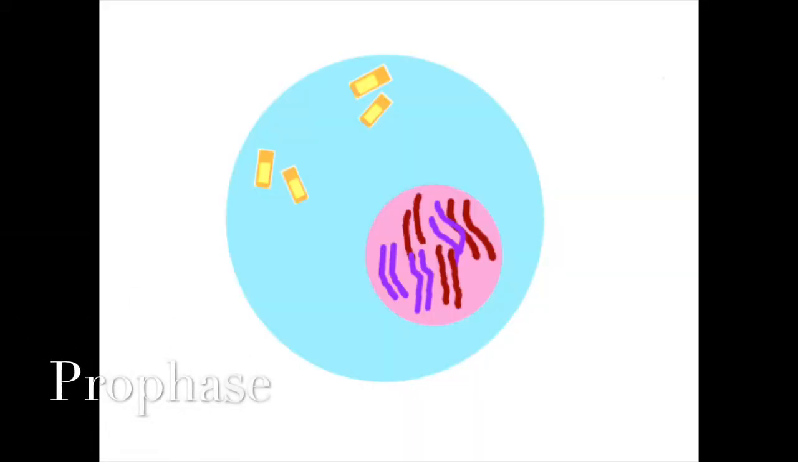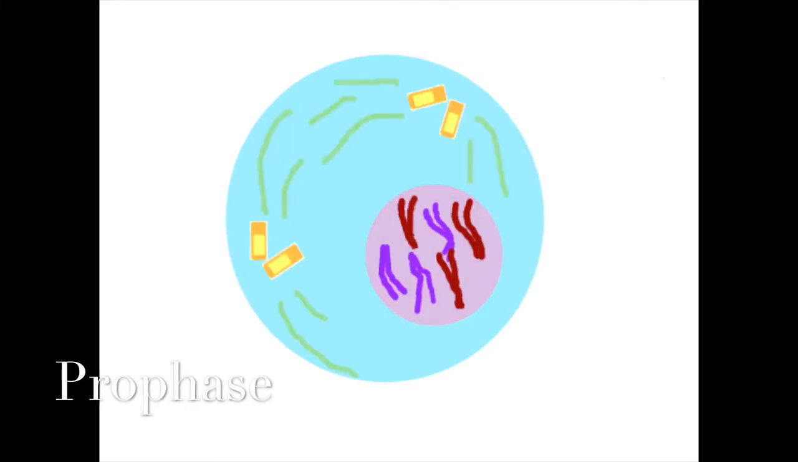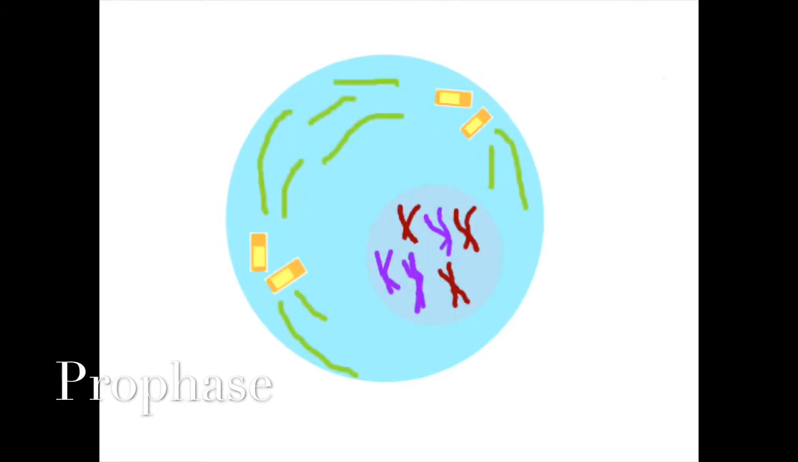The first phase of mitosis is prophase, which is usually the longest phase that could take up half of mitosis. During prophase, the spindle fibers start to form outside of the nucleus, while the chromosomes become visible and condense along with the genetic material inside the nucleus.